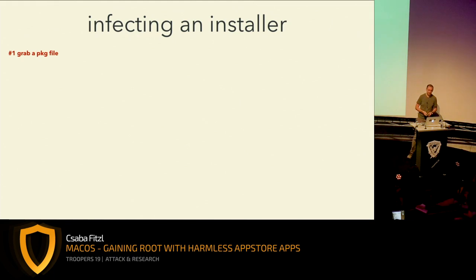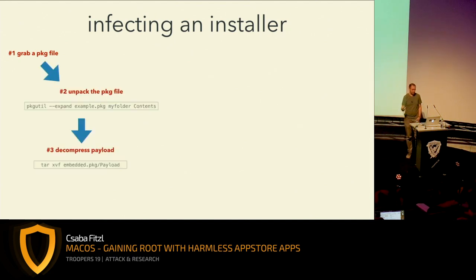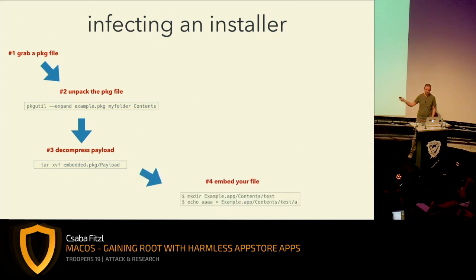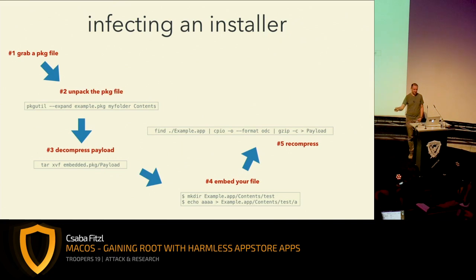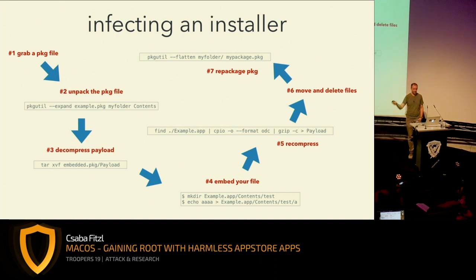So how do you infect an installer? You grab a package file. You can grab an AppStore package or whatever you want. There is a tool to grab package files from the AppStore. You unpack it. macOS has a nice PKG utility to handle package files. You decompress the payload, which is the app folder basically. You embed your file. You recompress the payload. You clean up stuff, and you repackage the entire package.